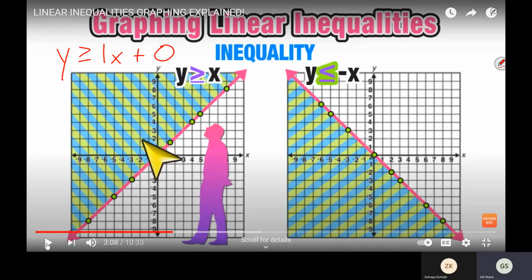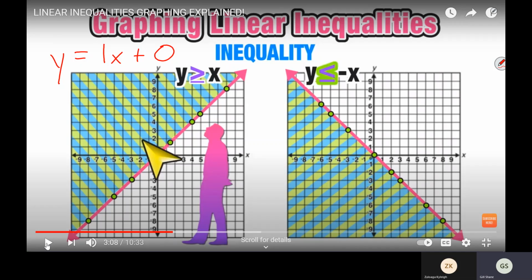So what he said, if we think about this as an equation, so let's say we don't have the inequality symbol. Let's say we started with that, just the equation, not an inequality yet.